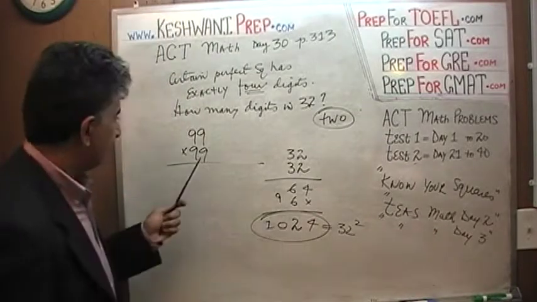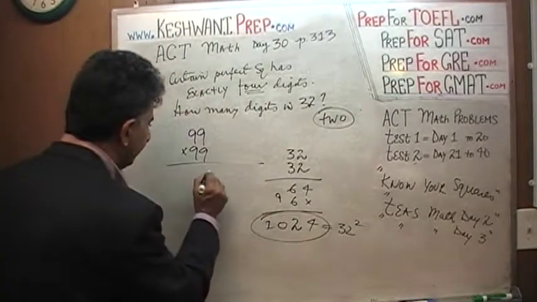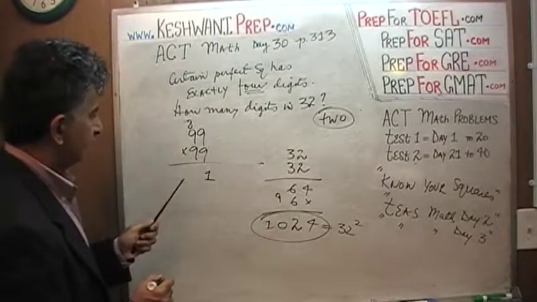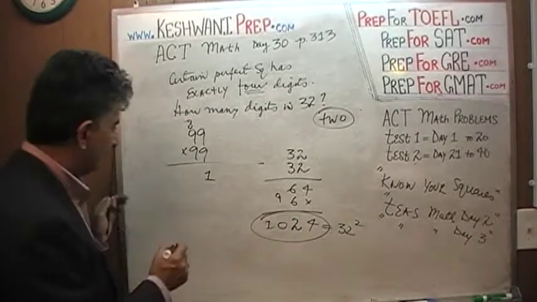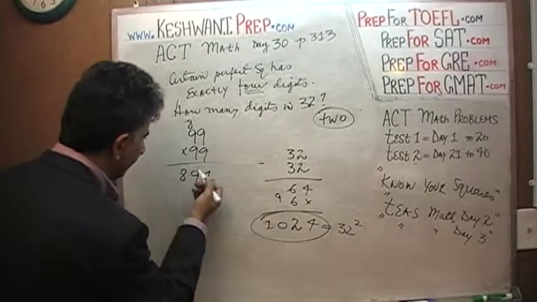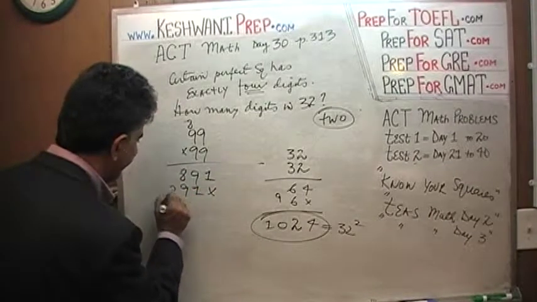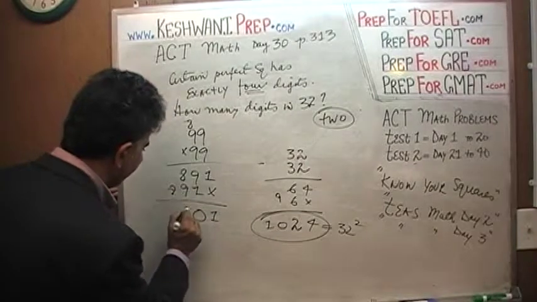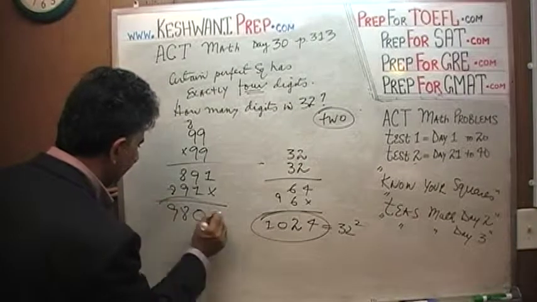So 99 times 99, 9 times 9 is 81. 1, carry 8. 9 times 9 again is 81. 81 plus 8 is going to be 89. And we're going to have the same number again. 1, 9, 8. So it's 1, 0. 10 plus 8 is 18. You see?